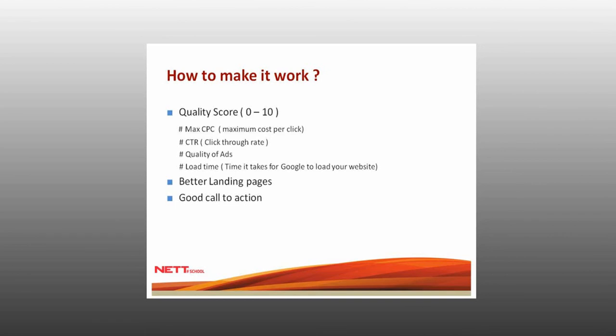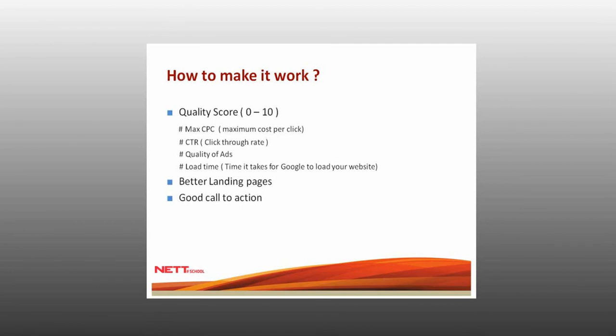So quality score is actually a combination of 4 factors. It's a combination of what is the maximum cost per click you're happy to pay for your ad. It's your click-through rate. That means in the last, let's say, 4 weeks, if every day Google has displayed your ad 100 times, and if 50 people have clicked on it, that means your click-through rates are better. So higher click-through rates tell Google that your marketing message is spot on. People like your advertisement.